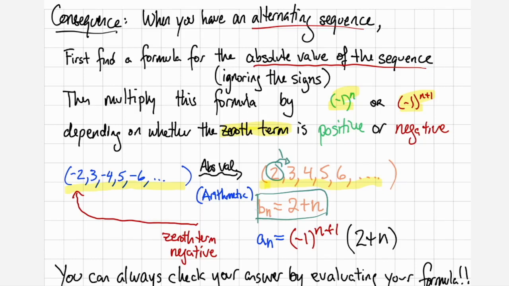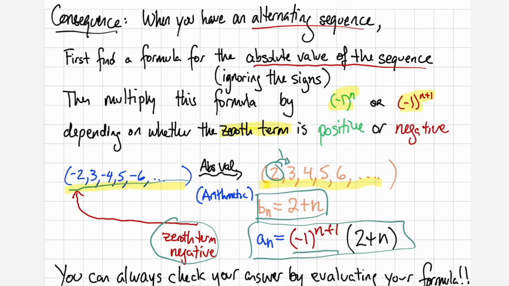Now to get our original sequence, which is the alternating sequence, we need to multiply by negative 1 to a power. Which is the power we need to multiply by? Well, the 0th term is negative, so we need to multiply by negative 1 to the n plus 1, so that when you plug in n equals 0, you get a negative sign, n equals 1, you get a positive sign, etc.